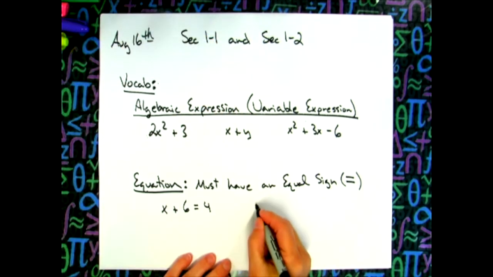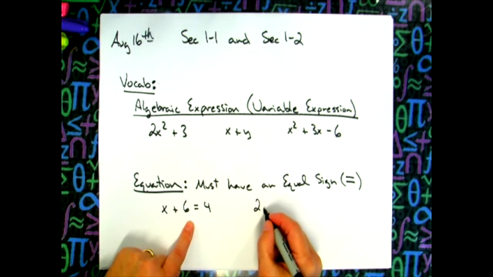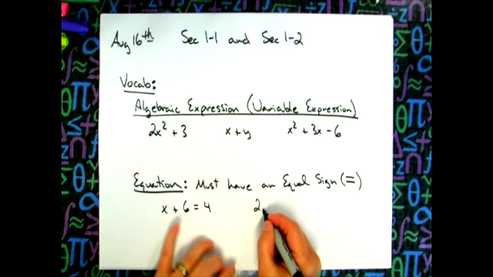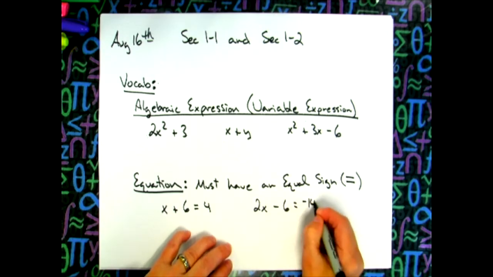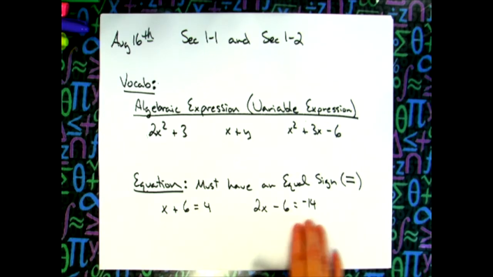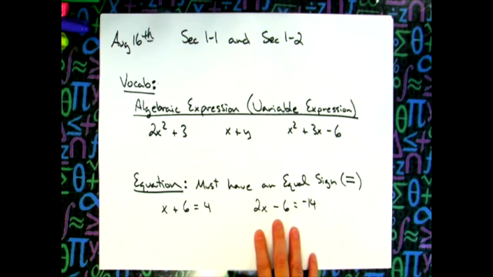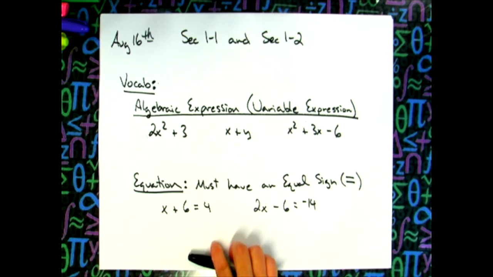We probably won't do, I mean, from middle school, you should know how to solve that already, which will be a little bit later, but you should be able to solve that. 2x minus 6 equals negative 14. I had to even be able to throw negative numbers in because you should have worked with negative numbers in middle school. That's like a two-step equation. But again, it has an equal sign, so it's an equation. So you do need to know the difference between these two types of things.